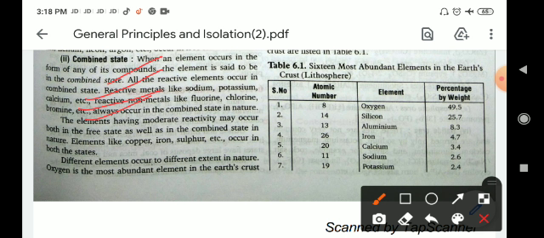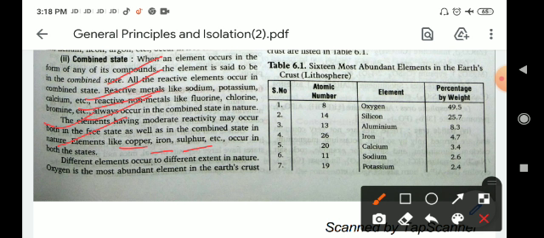The elements having moderate reactivity may occur both in the free or combined state. So in the combined state, basically reactive metals are present, and under moderate conditions they may be in the free state or in the combined state. Elements like copper, iron, sulfur, etc. occur in both states.